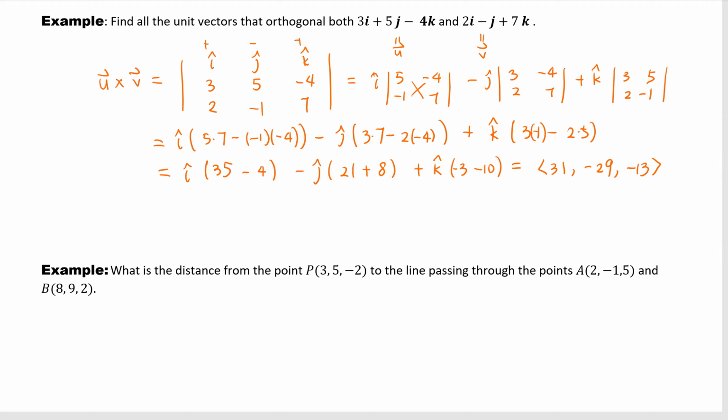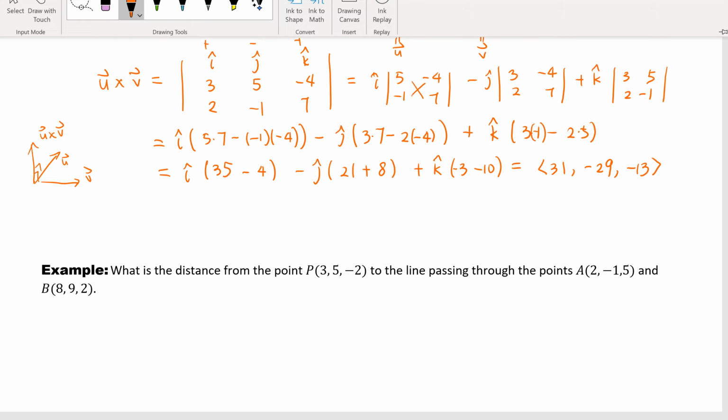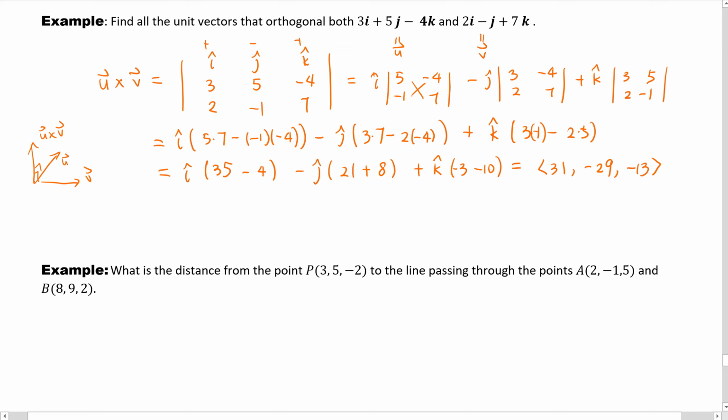Okay, so this is a vector that's orthogonal to both of them. So this is U, this is V, and this guy is U cross V. So it's orthogonal to both of them. Then you want to find a unit vector. Well, there are 2 unit vectors, one in the same direction as the vector, one in the opposite direction. And in order to find a unit vector, you use that vector divided by its length, right?